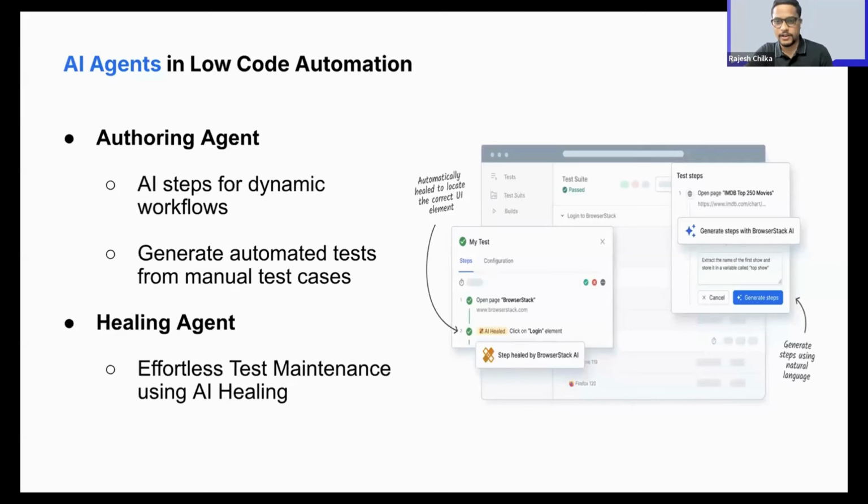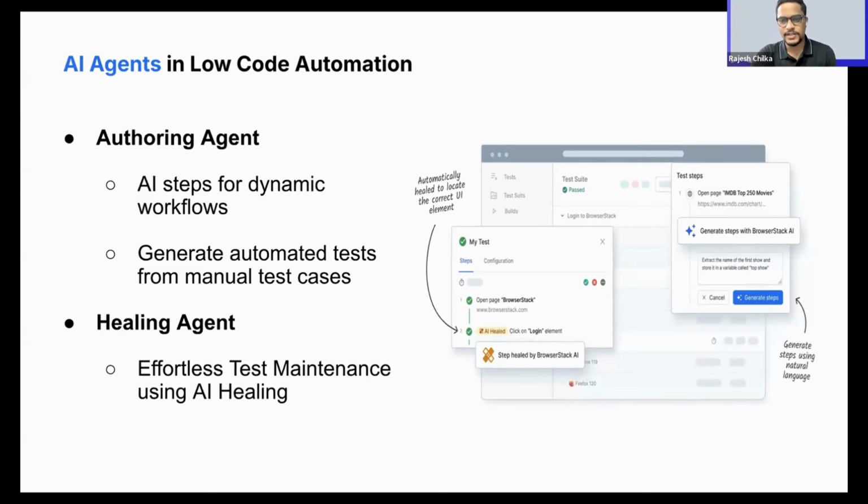The second key aspect of the authoring agent is generating automated tests from manual test cases. As I mentioned in the previous slide, test creation is slow and tedious. There's a huge backlog of manual test cases that you'd want to automate, but there's a lack of bandwidth or skill set to keep up with the automation coverage. So this is where the second aspect of the AI authoring agent comes into play. If your test cases are well documented in any repository, you can just import them and use the AI option to automate those directly, and it will automate it behind the scenes for you. I'll showcase this in a few minutes.